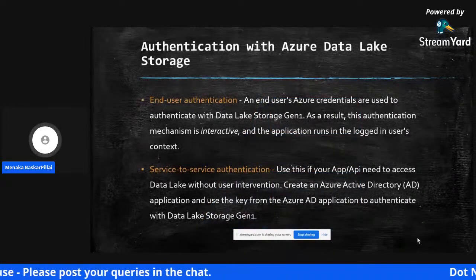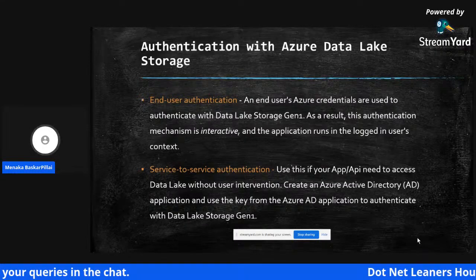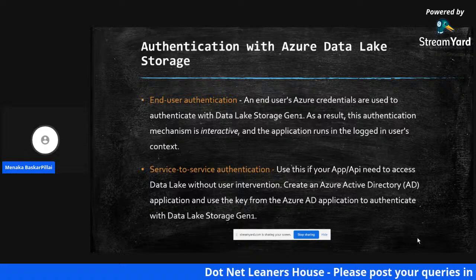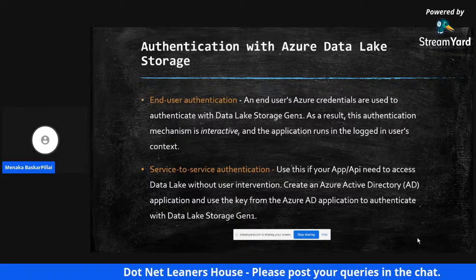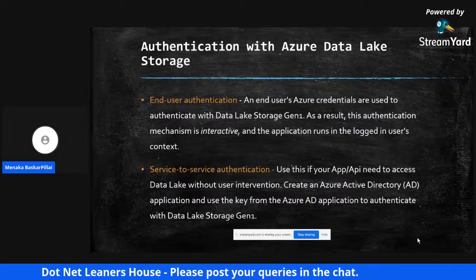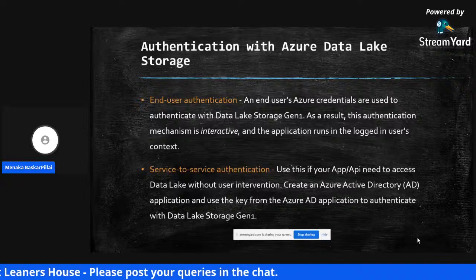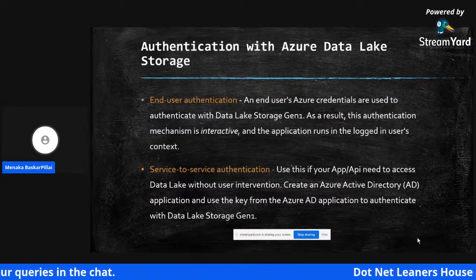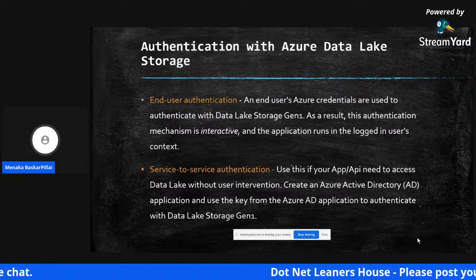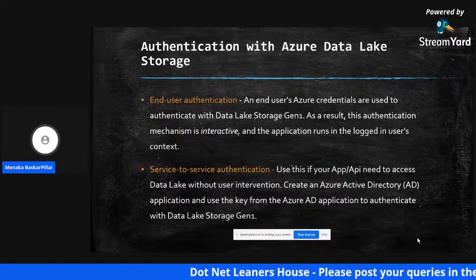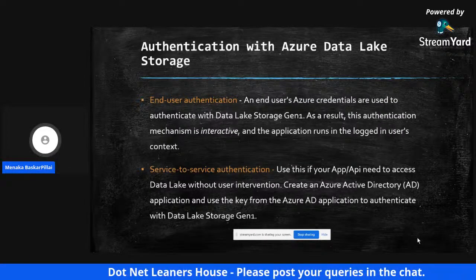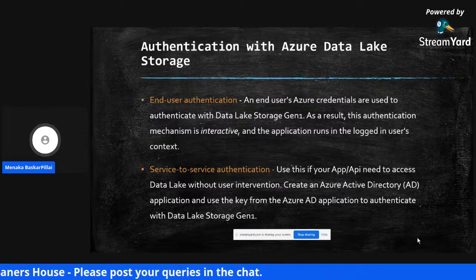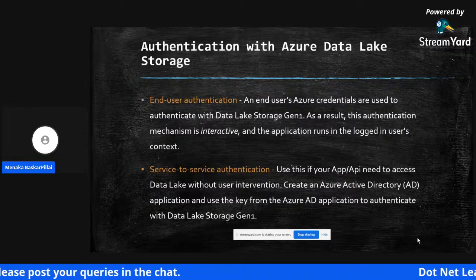So, authentication with Azure Data Lake Storage. If you have any services, either Blob or Cosmos or any other services where you are storing the data, as I said before, default compliance and other security related measures have been implemented. But with these services, you need to ensure authentication from the end user as well as service to service authentication. So what is end user authentication and service to service authentication?